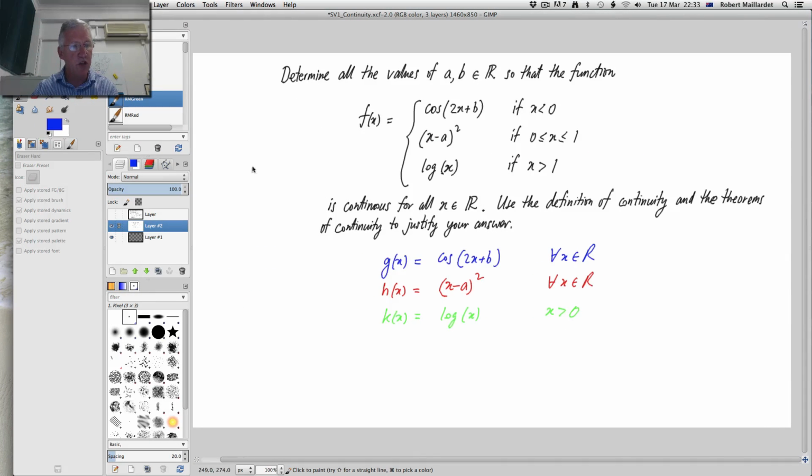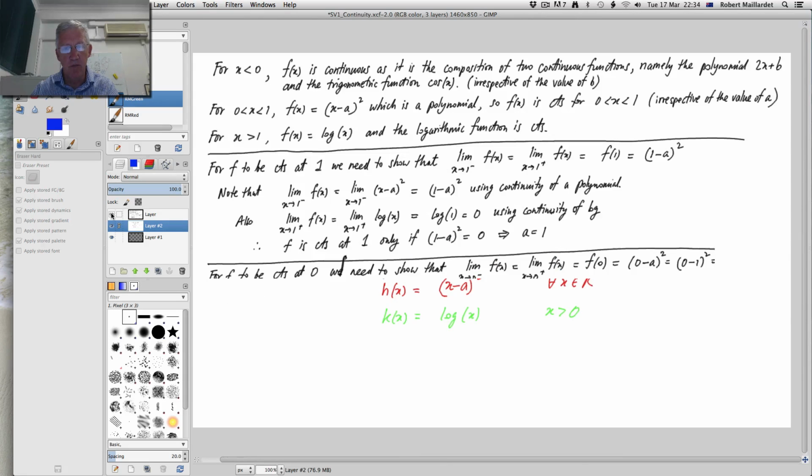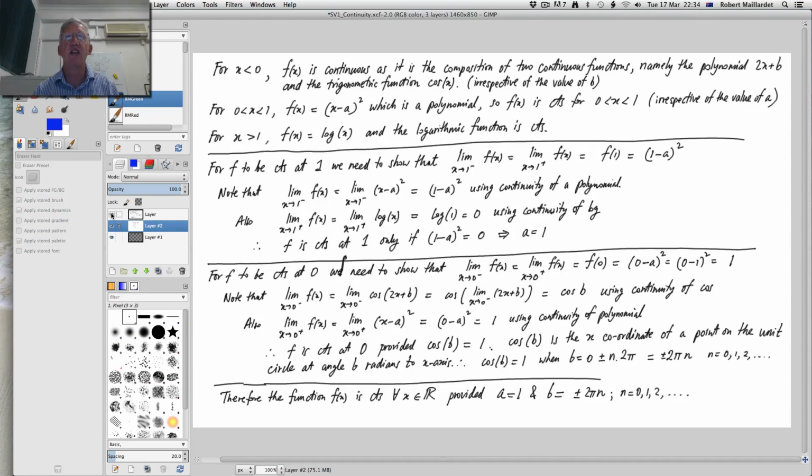I don't want to take too much time on this video, so what I've done is I've written out a complete solution. This is a 10 out of 10 solution to the problem. And the first thing we do, because we want to establish continuity of the function everywhere, is we deal with the regions where x is less than 0, strictly between 0 and 1, and then bigger than 1. And then here we deal with those 2 points, 0 and 1, where we've seen that the values of a and b might affect continuity.